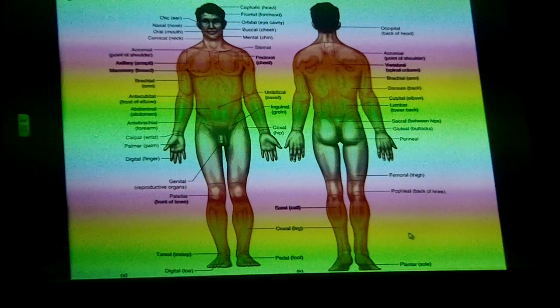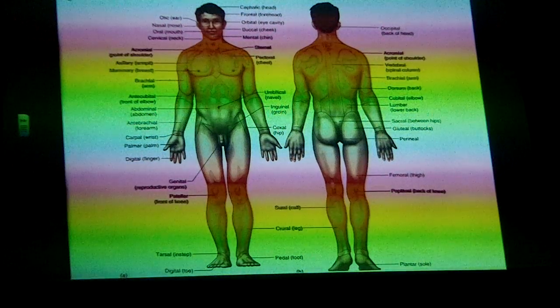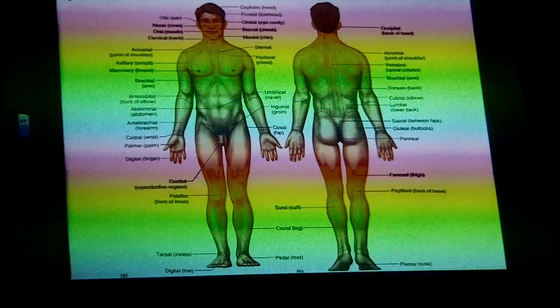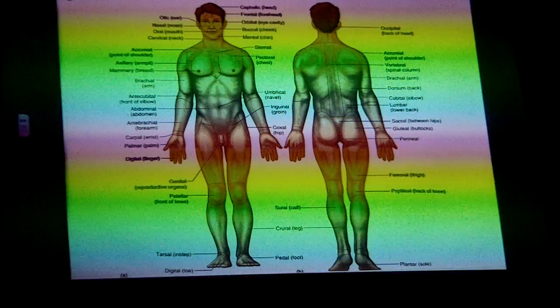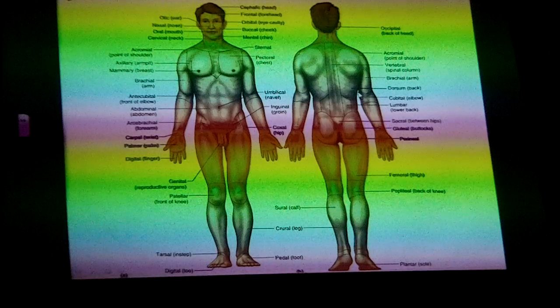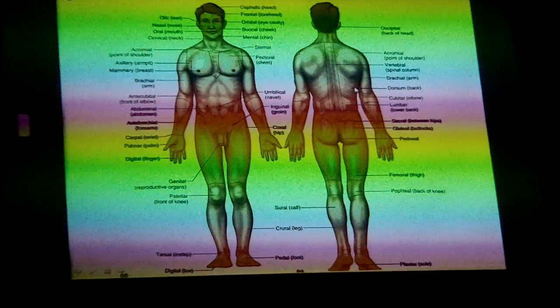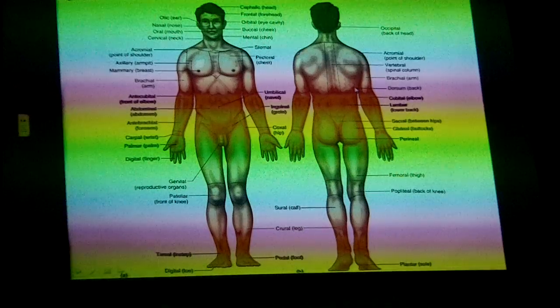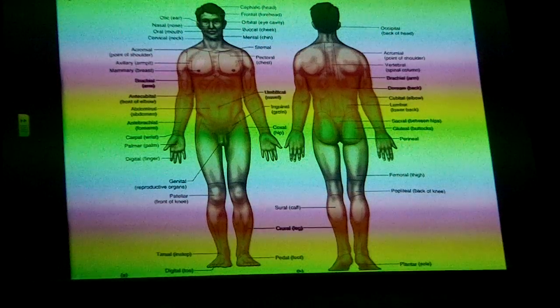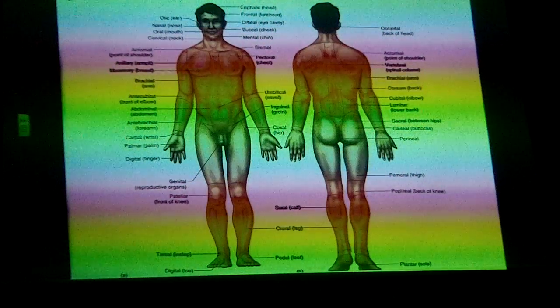Any of you here ever had plantar fasciitis? Very painful. I had it last year. Ouch. Where's the dorsal nerve? Dorsum? That's your back. No, the dorsal nerve. Dorsal nerve? Probably runs down your back somewhere. That's a good question.